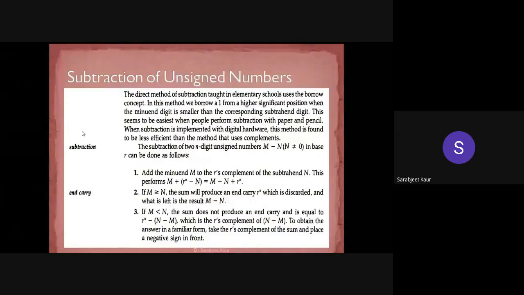Yeah, Garima. The direct method of subtraction taught in elementary schools uses the borrow concept. In this method, we borrow a 1 from a higher significant position when the minuend digit is smaller than the corresponding subtrahend digit. This seems to be easiest when people perform subtraction with paper and pencil. When subtraction is implemented with digital hardware, this method is found to be less efficient than the method that uses complements.